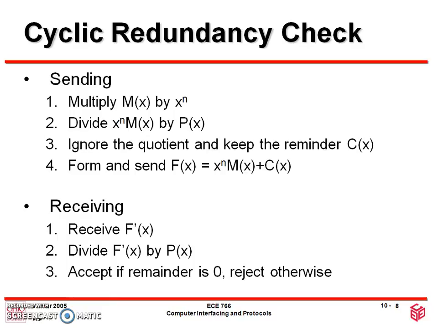This is done at the sending side, and at the receiving side we receive f of x plus the errors. Put together we call this f dash x. Now we divide f dash x by the same polynomial p of x which was available at the sending side. We check if the remainder is 0. If the remainder is non-zero, then we conclude that there are some errors.